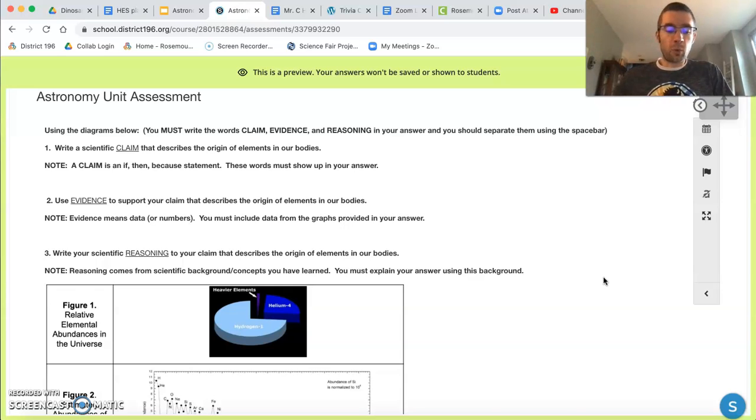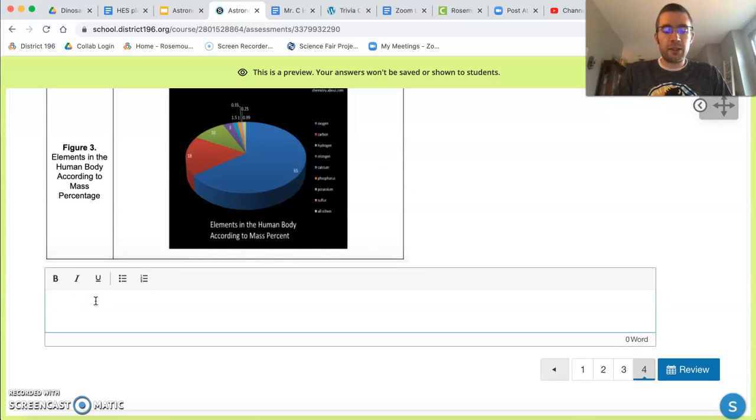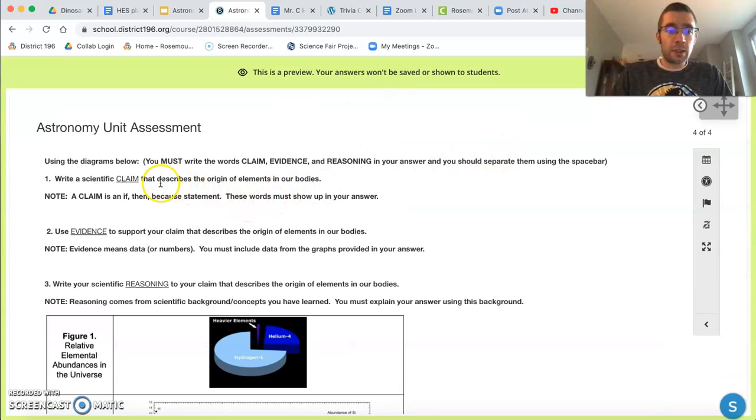Okay, so step number 1, it says write a scientific claim that describes the origin of elements in our bodies. The key word there, focus, is our bodies. And then I have a little note. It says a claim is an if, then, because statement. So I'm going to help you out here. Down here, you're going to write claim. That's what I mean up here at the top. Claim. So now we need an if, then, because statement about the origin of elements in our bodies.